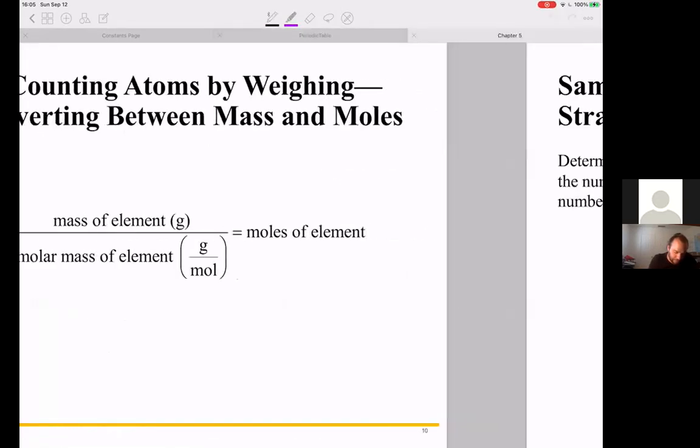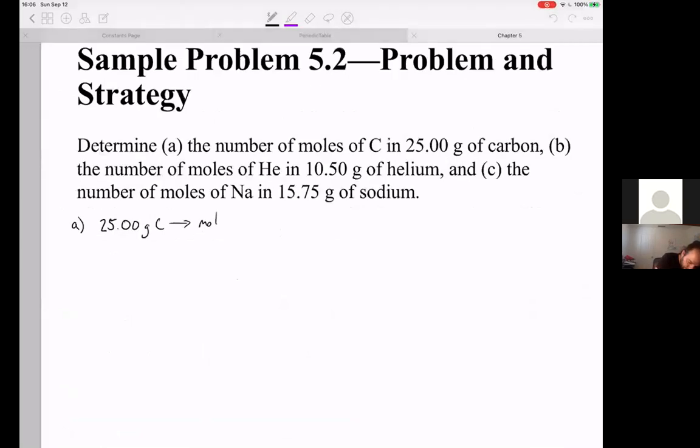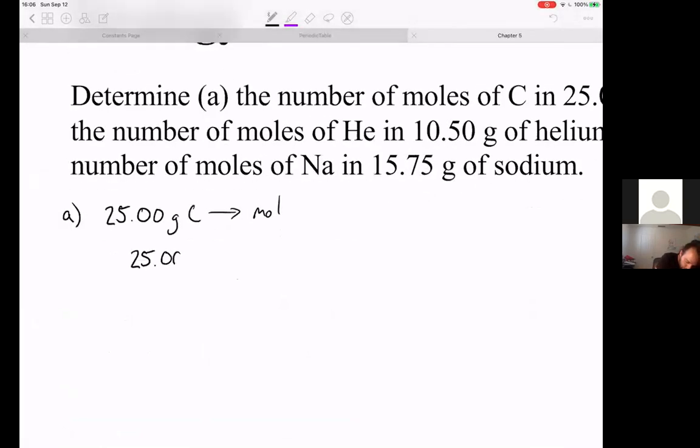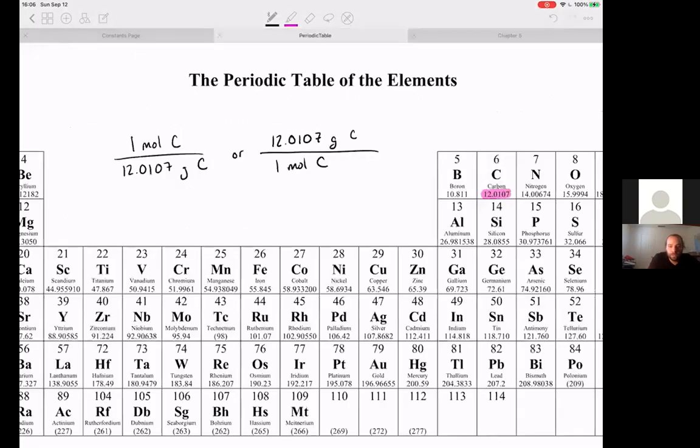Okay, so let's just do some examples here. Example 1: if I have 25.00 grams of carbon, how many moles is that, right? So 25.00 grams of carbon to moles. I'm going to start with the quantity that's given. That's the 25.00 grams. Now I'm going to use that molar mass, right? And in this case, I want to go from grams to moles. So I'm going to want to make sure grams cancel out. So I'm going to use this version right here.